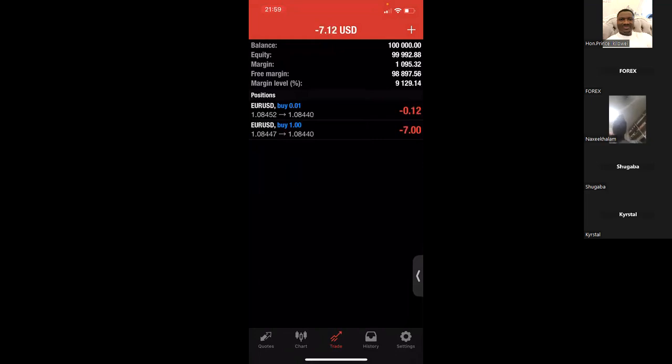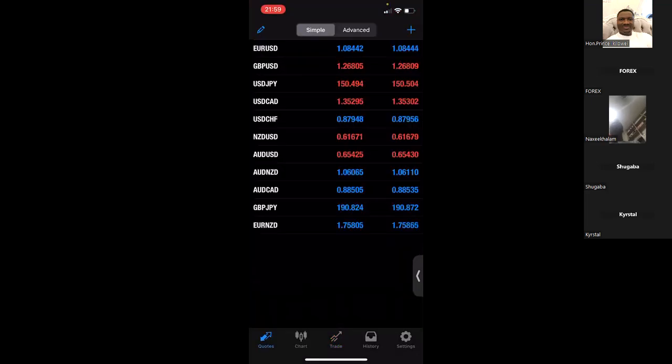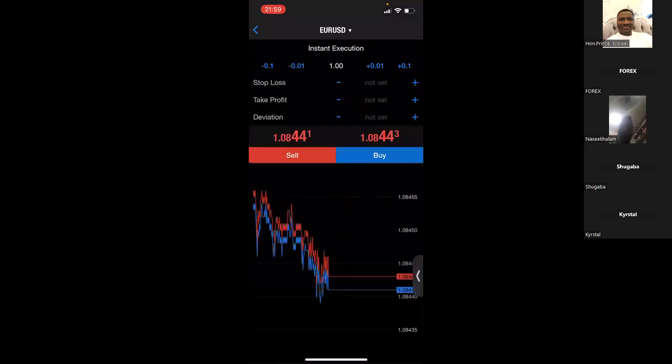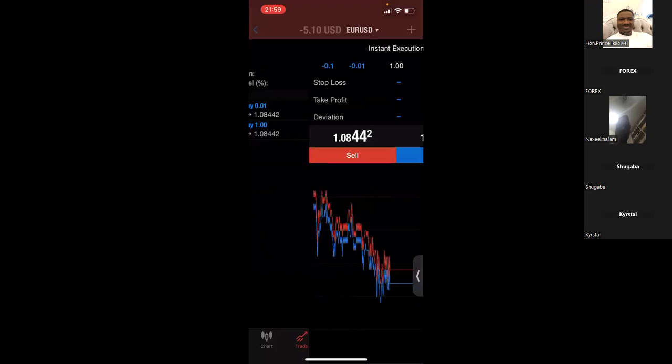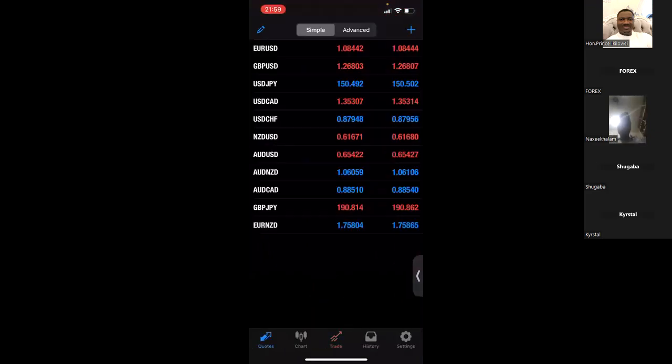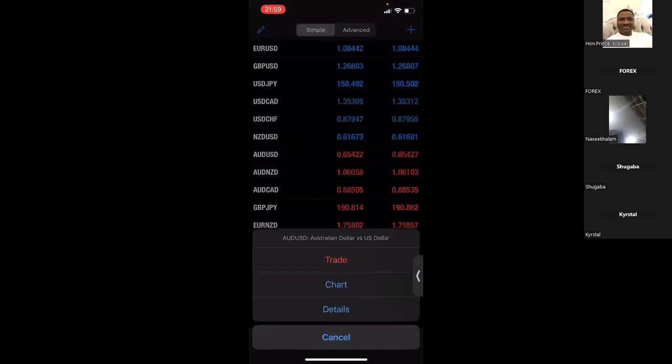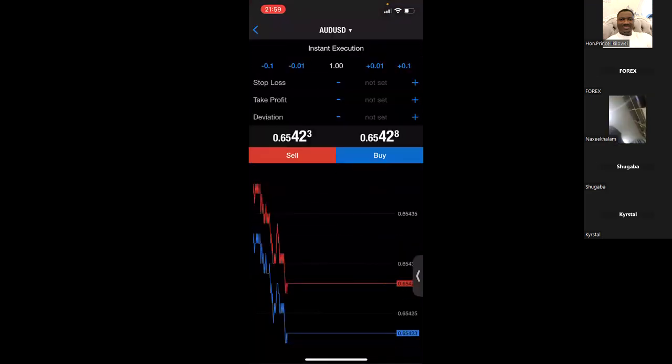So this is where the problem is. When you are trading any market, be very sure of what you're doing. So the lot size is where the problem is. Let me show the maybe AUD trade. So I'm going to sell now.